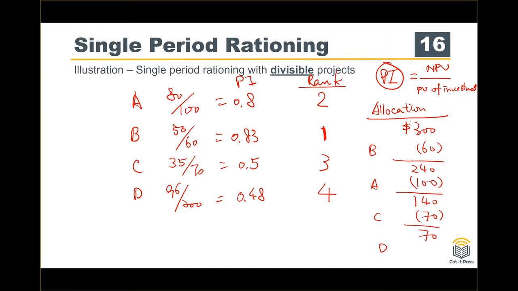Project D, because it is divisible. Okay, because the question is given the information to you. The projects are divisible, so you can invest $70 in project E. Okay, here's the allocation of the funds. Okay, I hope it's clear, because it is not very difficult for you to understand.